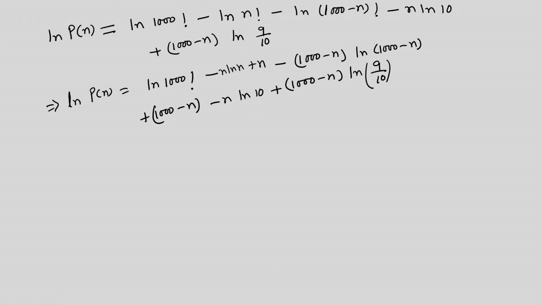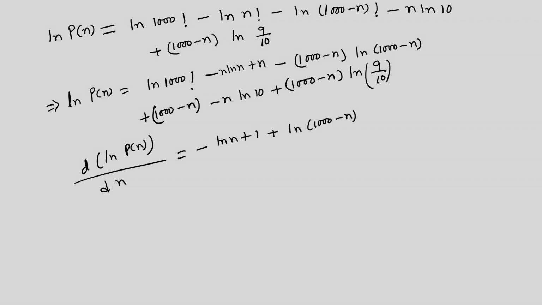Now if we differentiate, because we need to get maximum probability, so we need to differentiate the above expression of Pn with respect to n, and then if we make it 0, we get the maximum probability. Okay. So, d ln Pn by dn equals to minus ln n plus 1 plus ln 1000 minus n plus 1 minus 1 minus ln 10 minus ln 9 by 10.